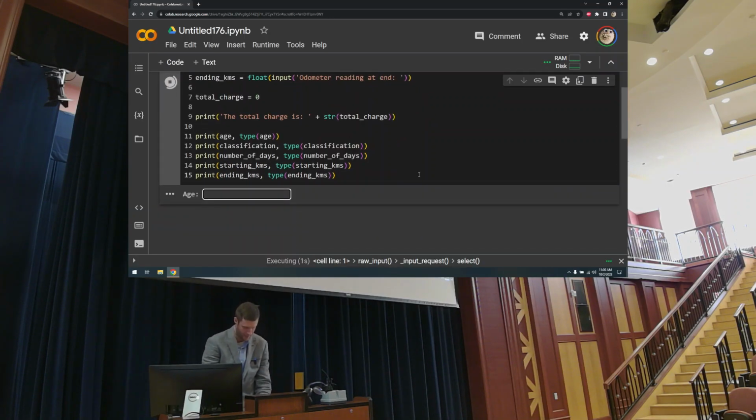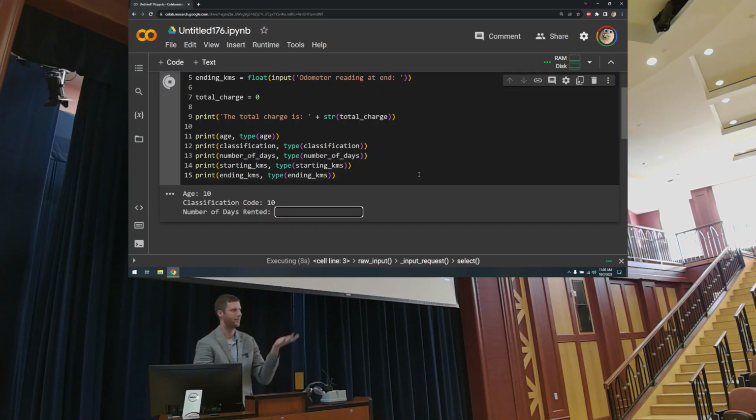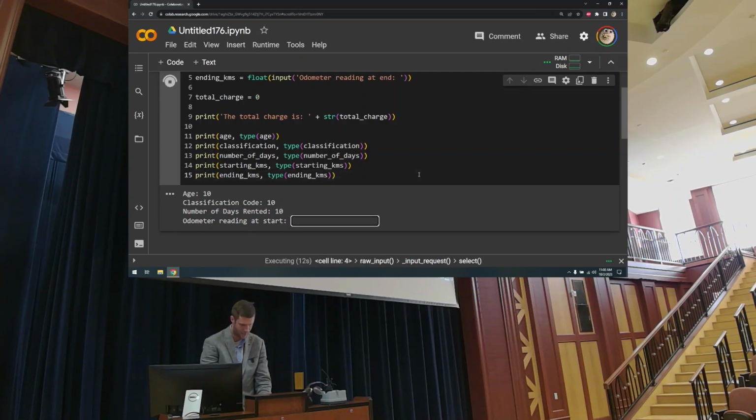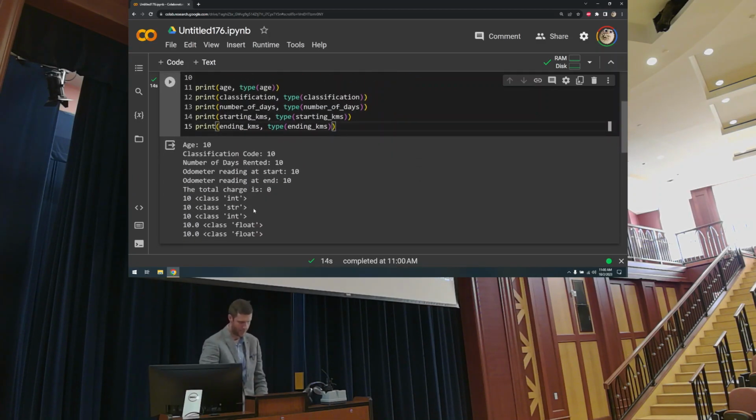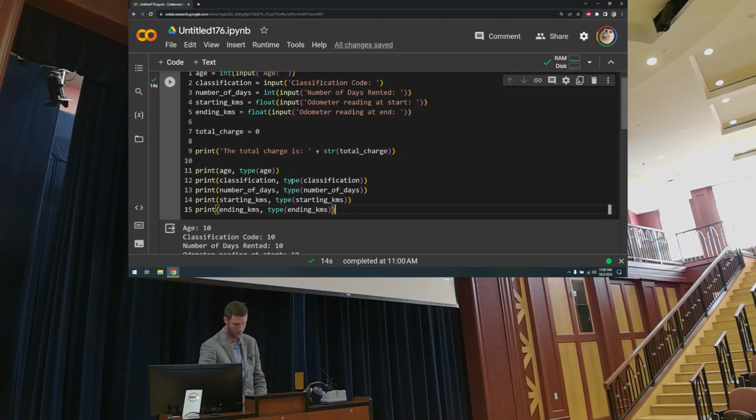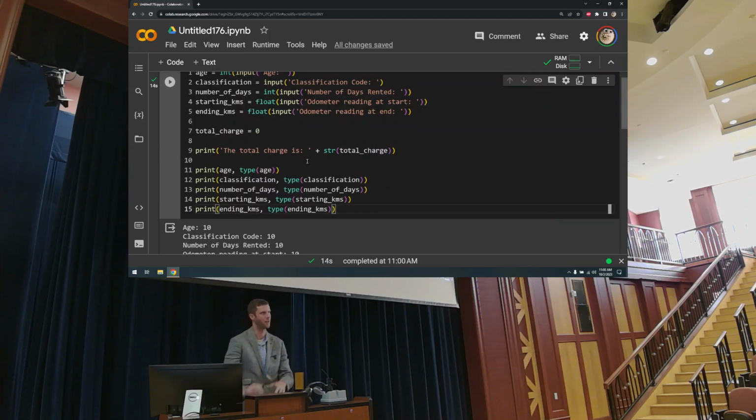So I hit run. Age, they're 10. Their classification code is, I don't know, 10. I know that's not valid, but it doesn't matter for testing purposes. Number of days, 10. Odometer, 10, 10, there. And we got 10 int, 10 string, 10 int, 10 float, 10 float. Yeah, that's what I want. Great. Okay, cool. So I'm pretty comfortable with this amount of code.